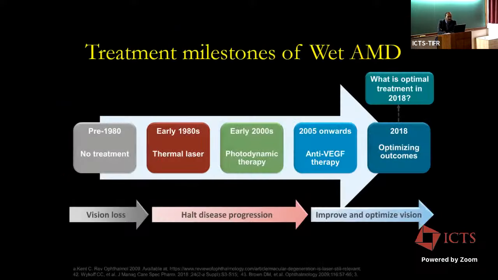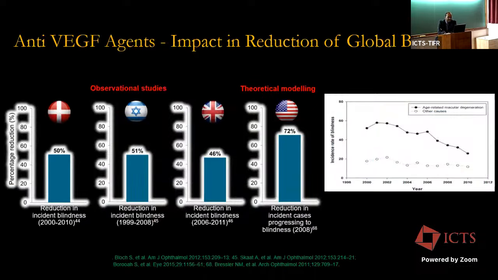So about wet AMD, first we had no treatment before the 80s. People had neovascular AMD, we would say bye-bye, sorry, we can't help you. But then with time, over the last 20 years, it has moved from thermal lasers to photodynamic therapy to anti-VEGF therapy, which are injections. And these anti-VEGF agents have had a massive impact in the reduction of global blindness.